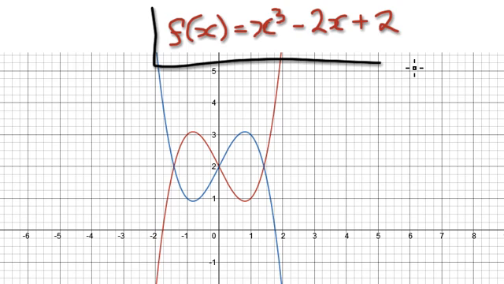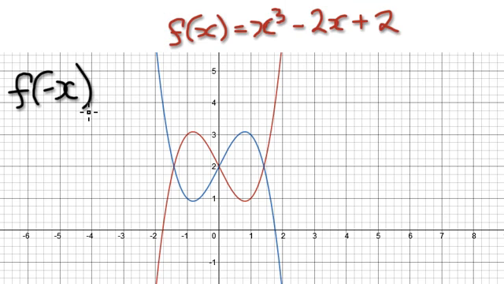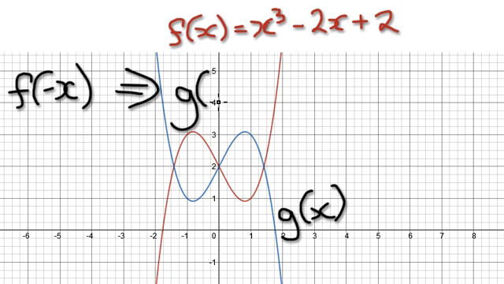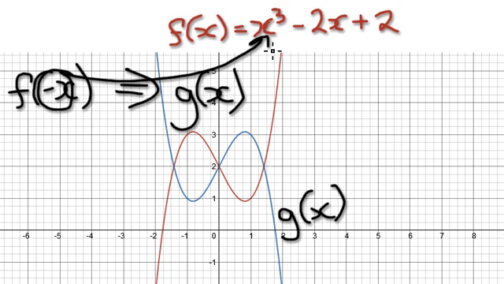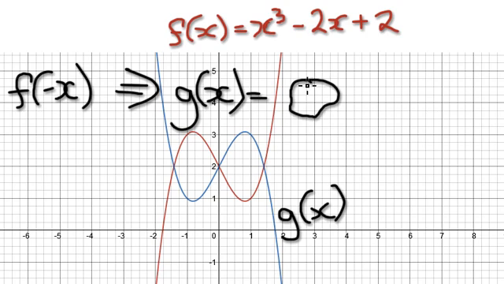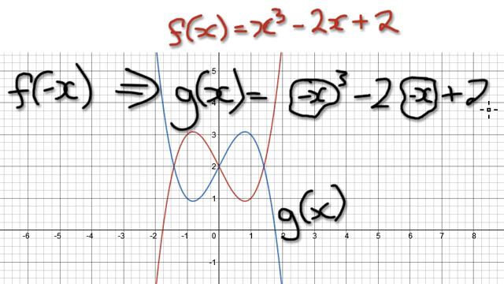Okay, so given this function here, when we apply this transformation here, let's give a new function a new name. Let's call it g of x. When we apply this transformation, we will then get g of x equals, well, don't forget, you're putting negative x into this thing here. So it equals negative x to the power of 3, minus 2, and don't forget we've got to put negative x in here, and then plus 2.